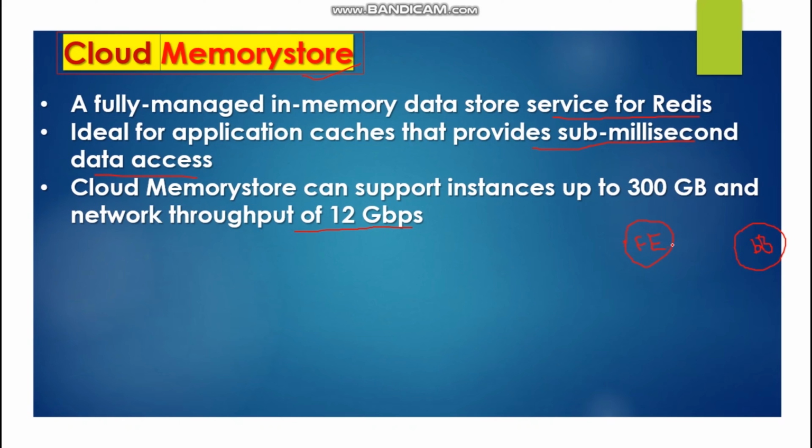And suppose you want to query this DB frequently, you will have to hit this database every time. That will increase the cost of querying the database. Also, it will reduce the performance of your application, right? So Cloud Memorystore says that we offer you 300 GB of cache. So what it does is, the first time you fetch the data from this DB, it will store the data in the cache and give the response to the front end.